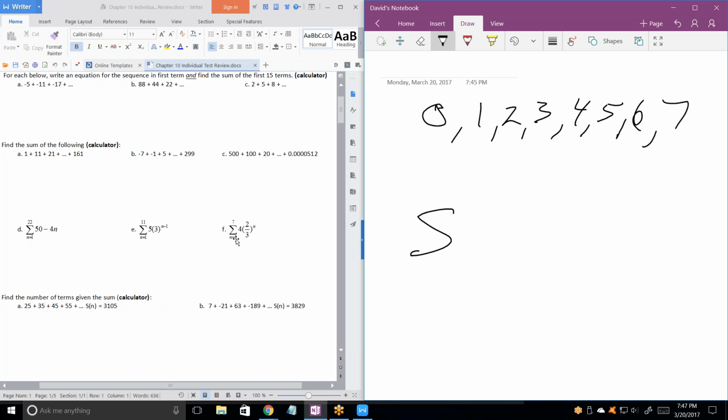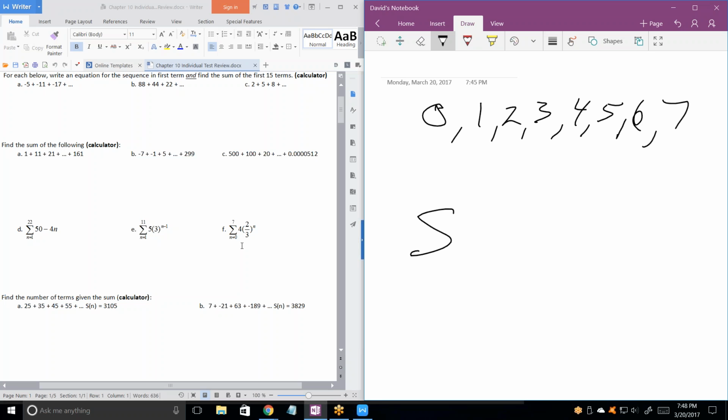So the way you always figure out how many terms is to take your top number, subtract the bottom number, and add 1. Notice that in D, if you take 22 minus 1, you get 21, but you have to add 1. That makes 22 terms. Same thing for E: 11 minus 1 is 10, add 1, you get 11 terms.